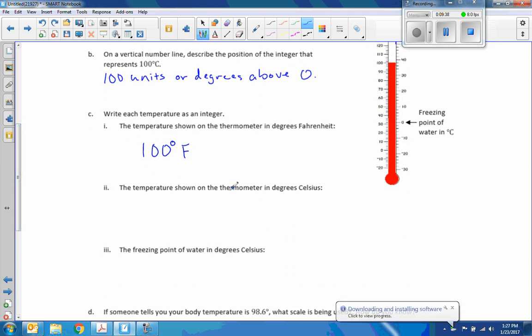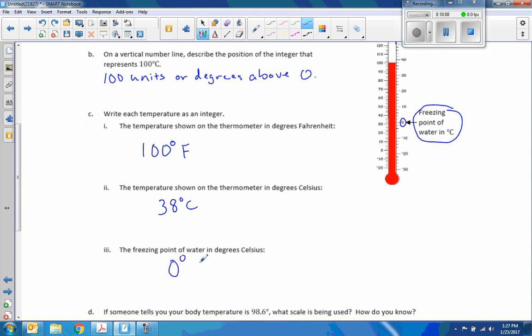The temperature shown on the thermometer in degrees Celsius. Okay, so now I go over to Celsius, 30. These are increments of 2. So that's 32, 34, 36, 38. So that is 38 degrees Celsius. The freezing point of water in degrees Celsius. Here's where they're telling us where freezing point is. Celsius is on the left, the freezing point is 0 degrees Celsius.